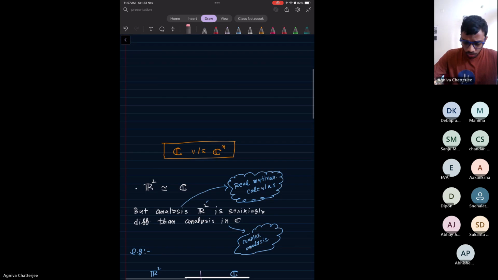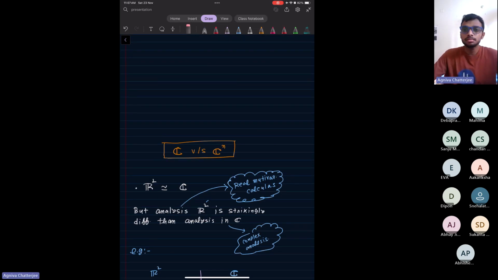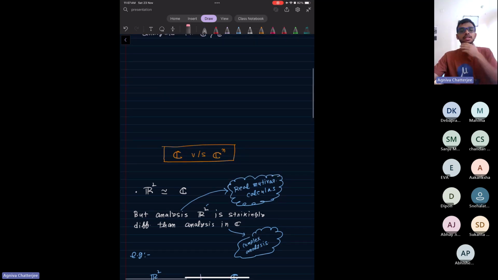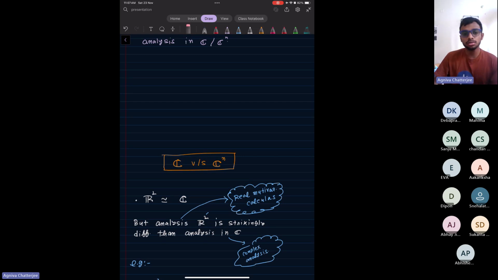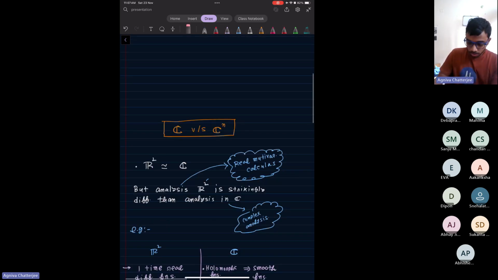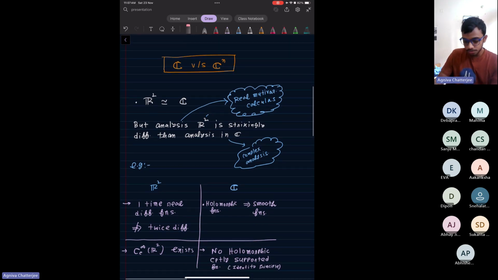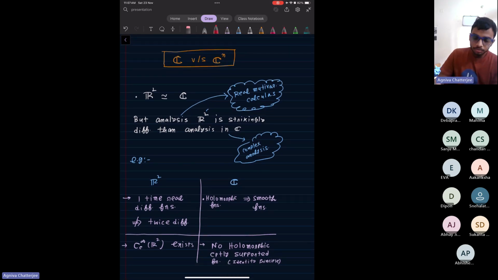The complex plane is nothing but R2, right? I mean, the underlying sets are basically the same. But I think everybody has seen that real multivariable calculus on R2 is strikingly different from the complex analysis or calculus in the complex plane. For example, a function which is one time real differentiable may not be twice differentiable. But if a function is holomorphic, which is complex differentiable, that automatically becomes a smooth function. In fact, more, it becomes complex analytic.